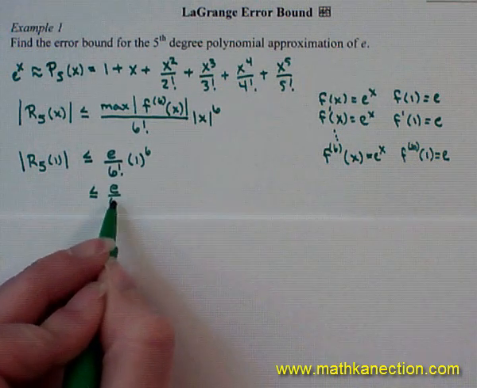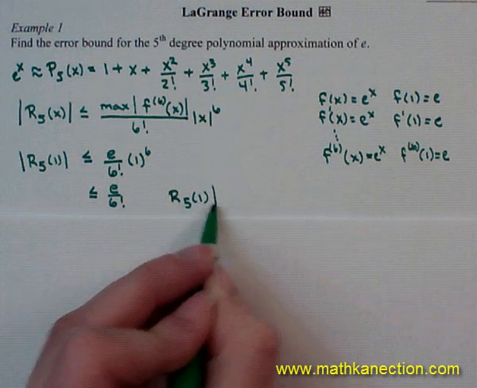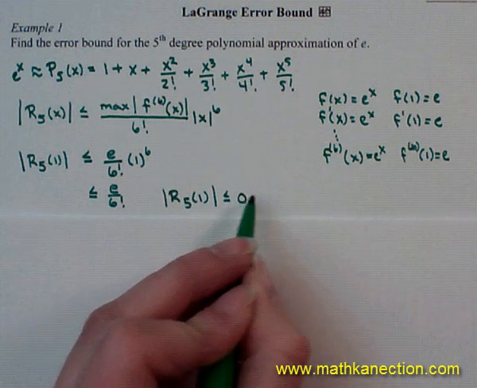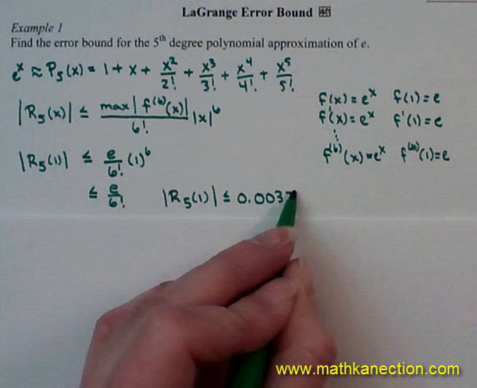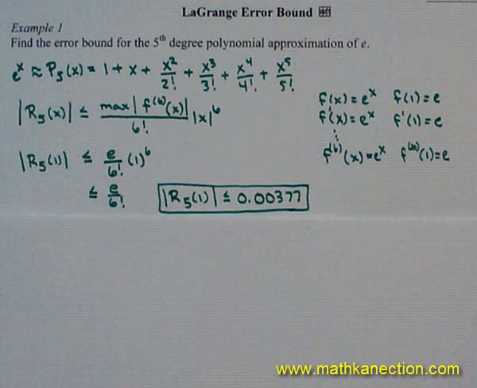So the error bound is less than or equal to e over 6 factorial, which calculates to 0.00377. So the error bound is 0.00377.